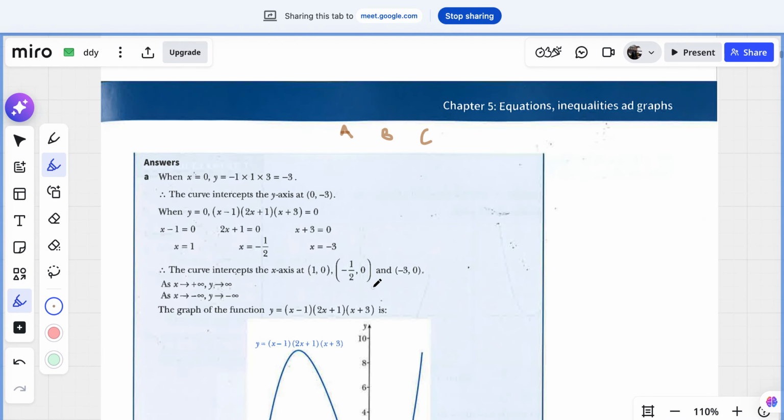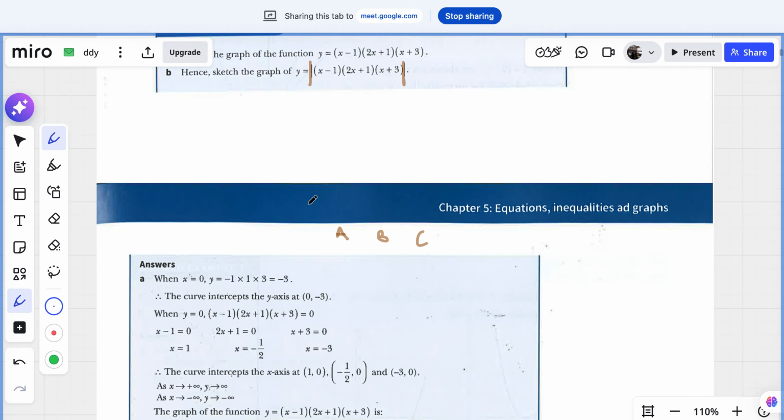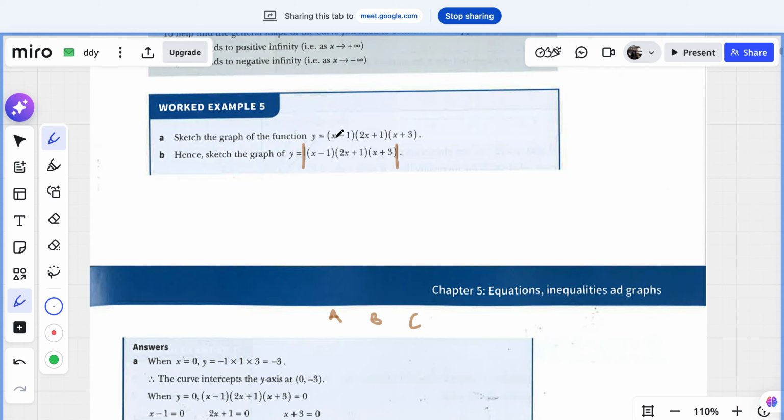The first thing we do is ask, when x is 0, what will be the value of y? We substitute it into the equation given to us. If x is 0, then 0 minus 1 is -1. If you put 0 in the next bracket, you get 1, and in the last bracket you get 3. So you multiply all 3: -1 times 1 is -1, times 3 you get -3.